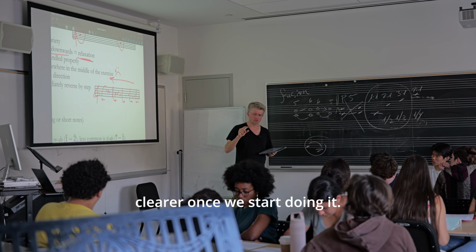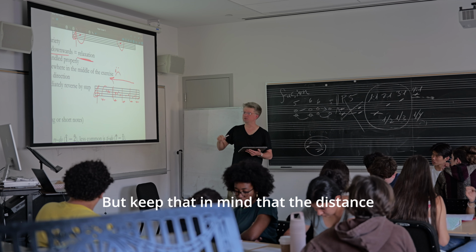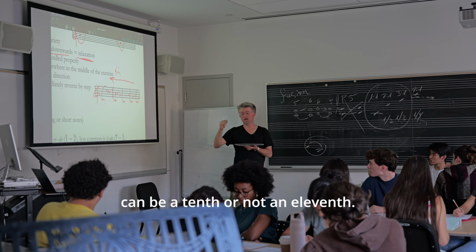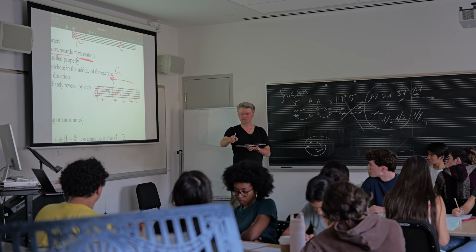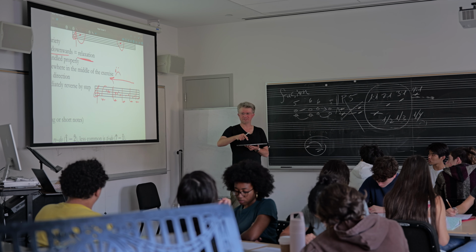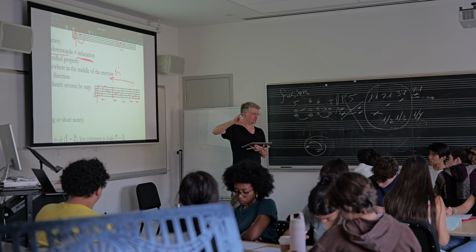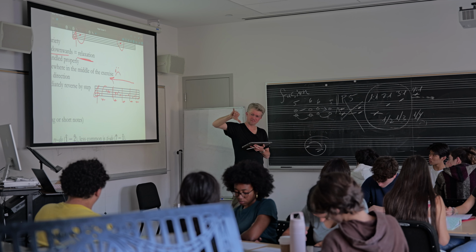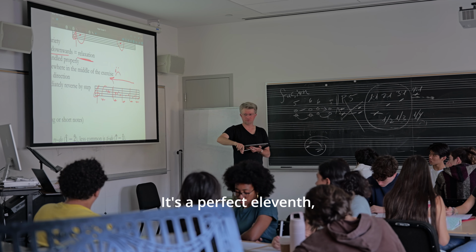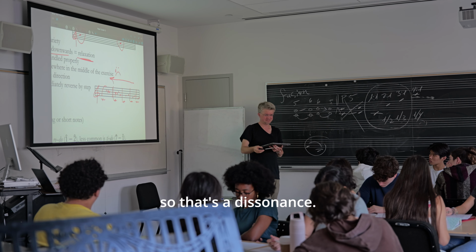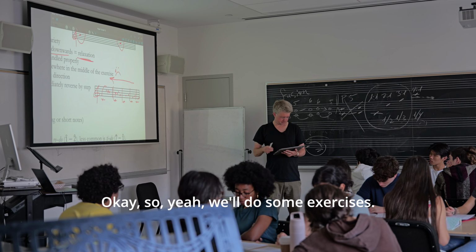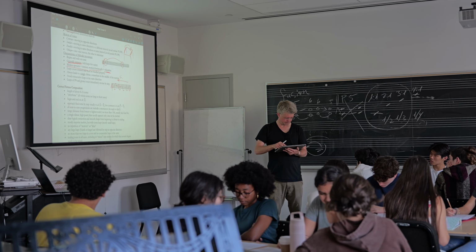This stuff becomes a little clearer once we start doing it, but we gotta go. But keep that in mind, that the distance can be a 10th or not an 11th. Why not? What is the interval of an 11th? 4, 8, 9, 10, 11. 1, 2, 3, 4. An 11th is a perfect fourth. It's a perfect 11th, so that's a dissonance. Okay, so yeah, we'll do some exercises. Did that answer your question? Yes. Yeah. Okay.